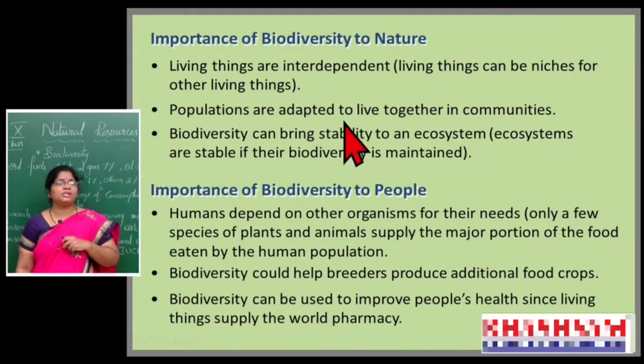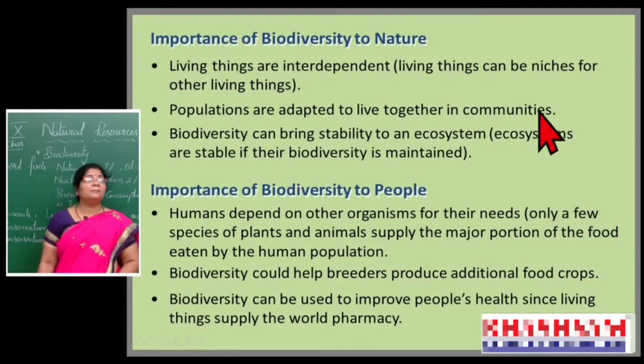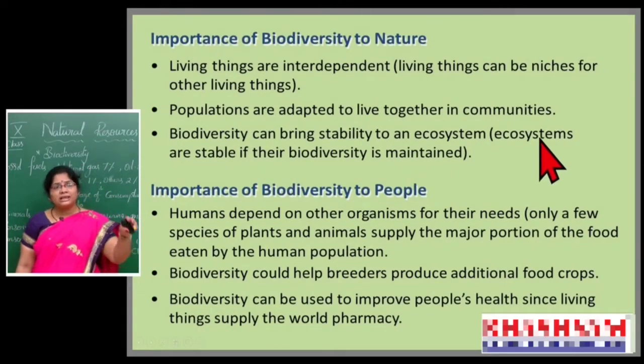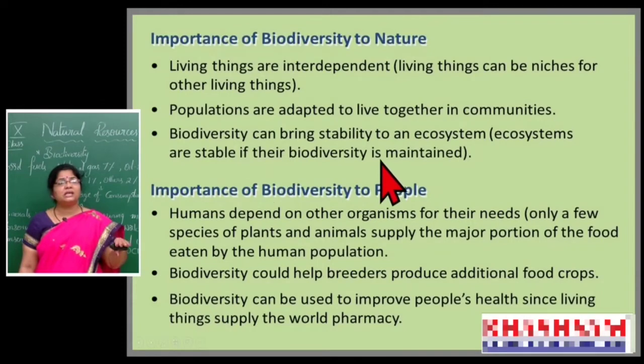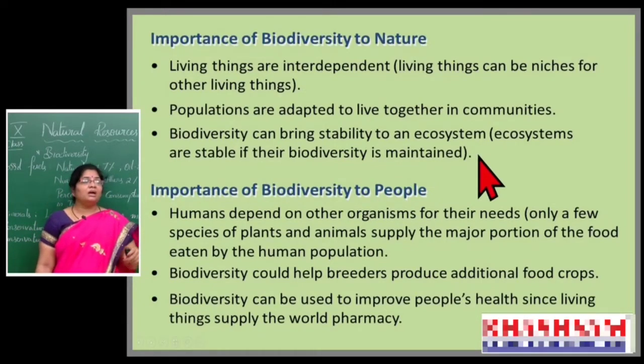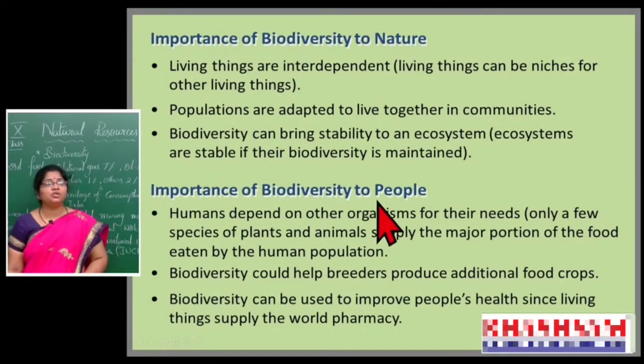Populations are adapted to live together in communities. They form groups and they live together. Biodiversity can bring stability to an ecosystem. When all types of organisms are present, only then is the ecosystem able to remain balanced. Otherwise imbalance will form.